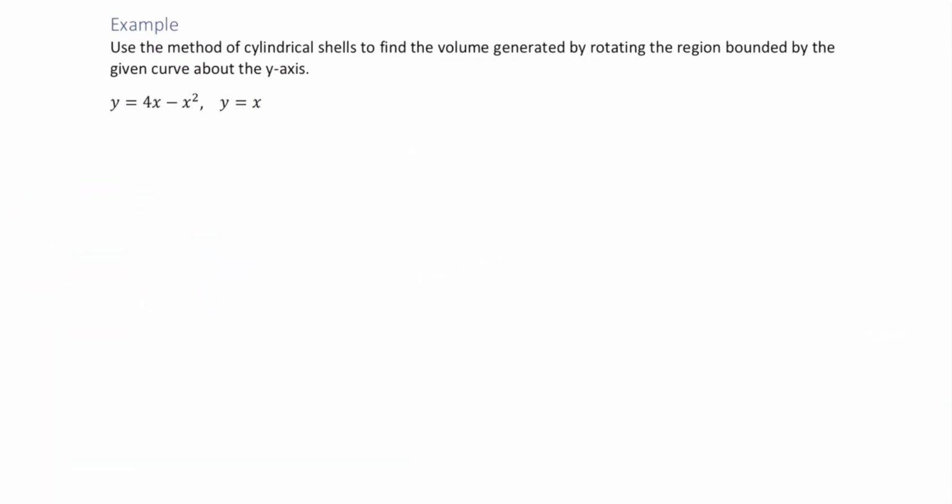In this example, we will again use cylindrical shells to find the volume. We'll start with some point plotting to sketch these curves. y equals x is pretty simple. We have (1, 1), (2, 2), (3, 3). And then the other curve, if we plug in 0, we have 0 minus 0. That's just the origin. If we plug in 1, 4 minus 1 is 3. If we plug in 2, we have 8 minus 4, which is 4. And then if we plug in 3, 12 minus 9 is 3. So we have this basic shape.